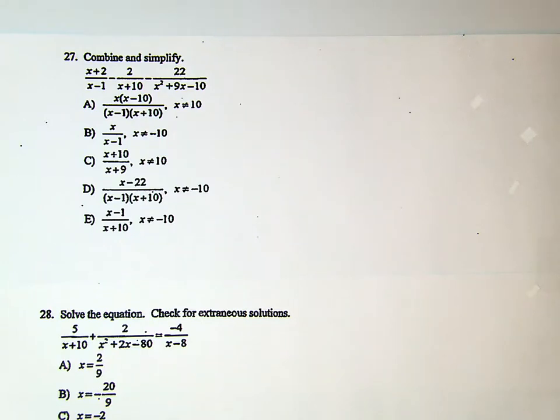The following is the Fall 2008 Math 125 Department Final. In this video, I will do numbers 27, 28, and 29. Number 27: combine and simplify these rational expressions.